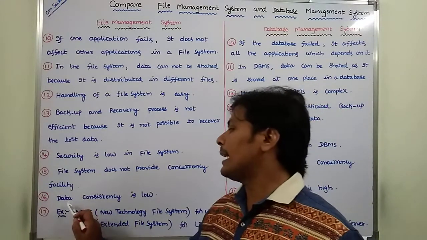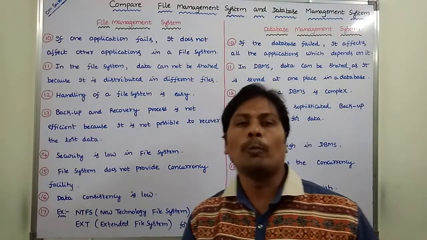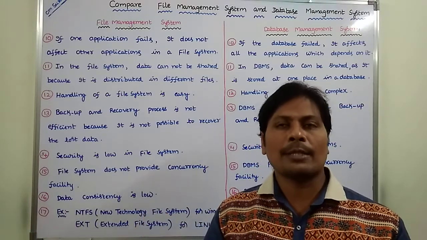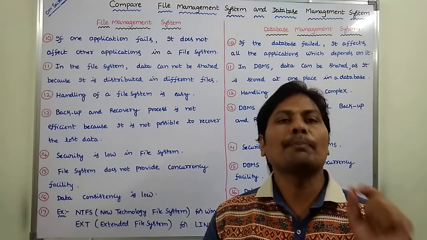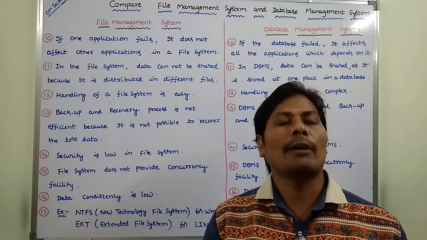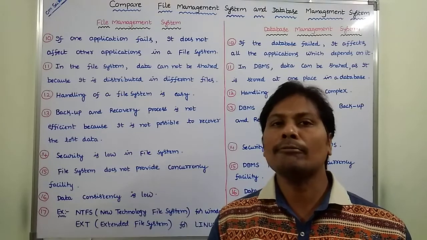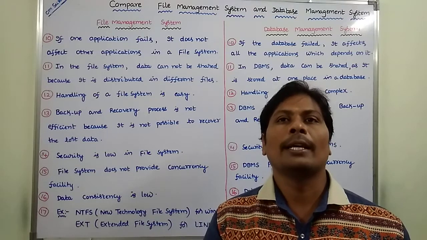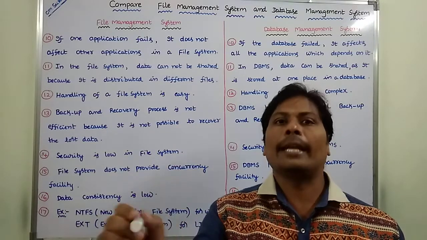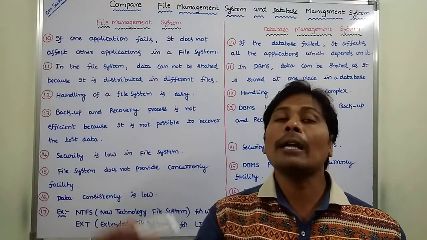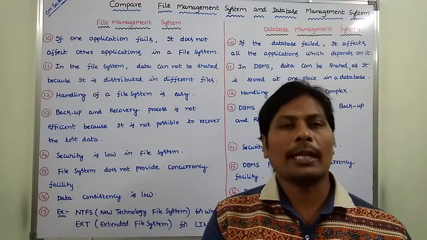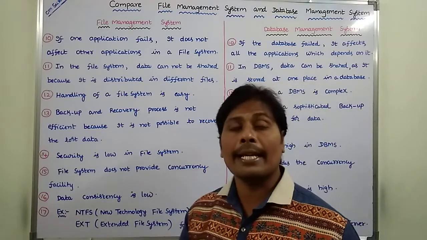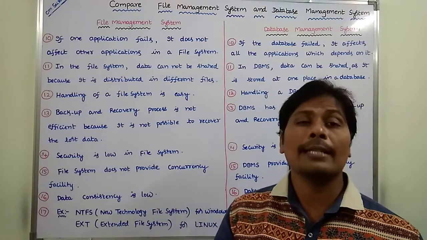Okay. Next one, data consistency is low. So, what is the meaning of consistency? In the previous case, we already told that suppose one person has one Aadhaar card, one ration card and one voter card. Suppose that person's address is changed. Okay. So it is updated only in Aadhaar card, but it is not updated in voter card and ration card. Because of that reason, we can say that data consistency is less.